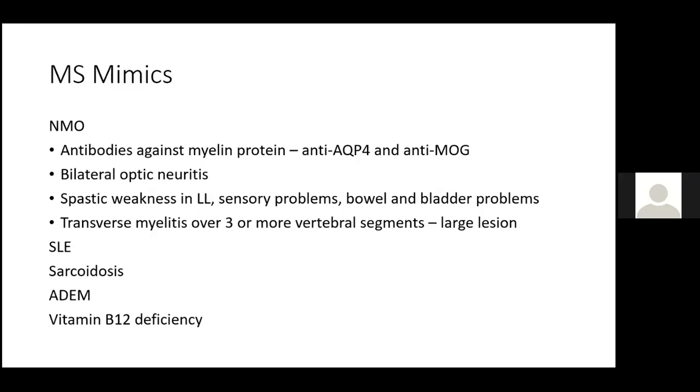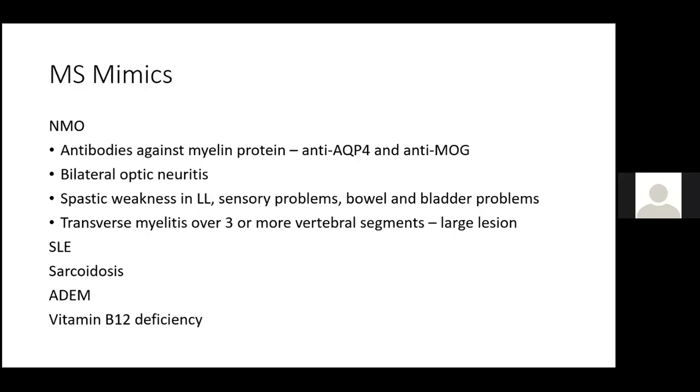So that is antibodies against the myelin protein, anti-aquaporin 4 and anti-MOG. Again, in neuromyelitis optica, it's usually bilateral optic neuritis, whereas in MS you get unilateral. Spastic weakness in lower limb, sensory problems, bowel bladder. So you get spinal cord lesions and you get optic nerve lesions. So transverse myelitis over 3 or more vertebral segments.